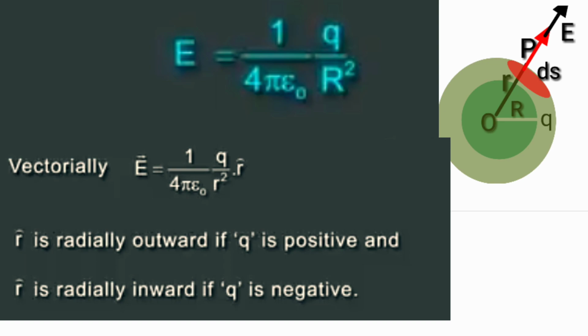Here r cap is radially outward if Q is positive, and if Q is negative, the field will be radially inward. If we observe this equation, we can notice that this is the same field intensity which a point charge Q placed at O would produce at point P. So what is the final equation? E is equal to 1 by 4 pi epsilon naught Q by r squared.